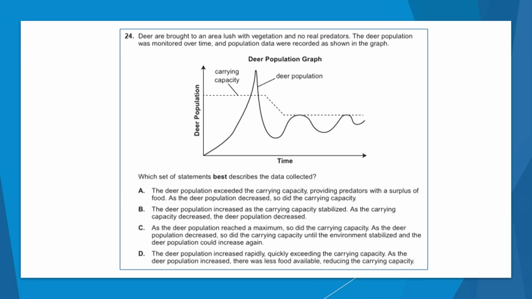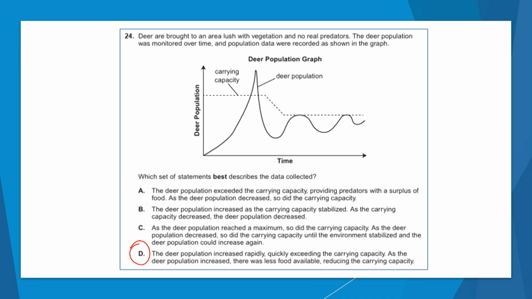Okay, so this says, deer are brought to an area lush with vegetation and no real predators. The deer population was monitored over time, and population data were recorded as shown in the graph. Which set of statements best describes the data collected? So let's read over these real quick and see if we can find an answer that we liked. I like letter D for this one.